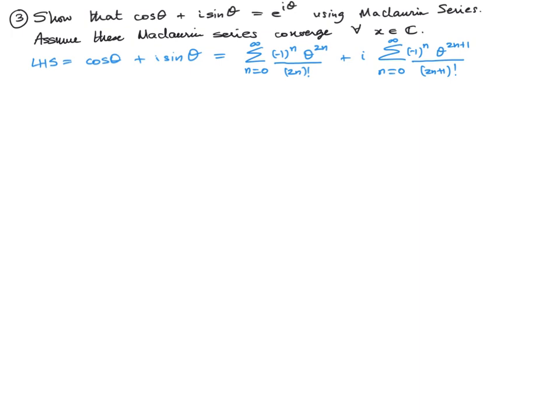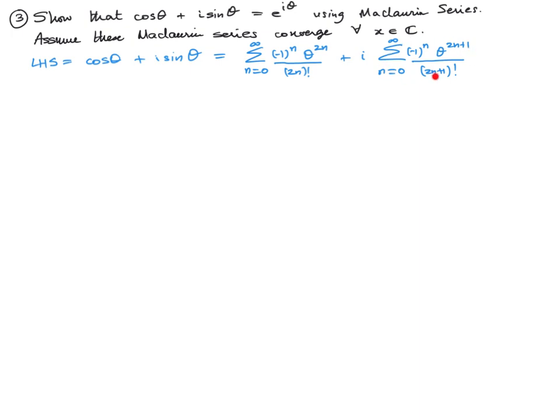Now what we want to notice here is that all of the even powers of theta are real here, and the first term is positive because n equals 0, you get negative 1 to the 0. So theta to the 0 is positive, and then the theta squared term is negative, and the theta to the fourth term is positive, and the theta to the sixth term is negative, etc.